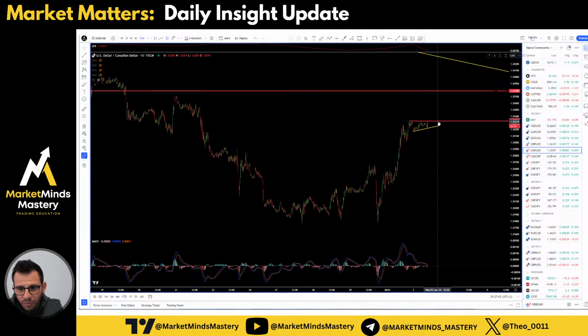So if we zoom out a little bit, ascending triangle here, a buy above the high with a target somewhere in this region. So usually we can also use the base as the minimum target for this pattern.